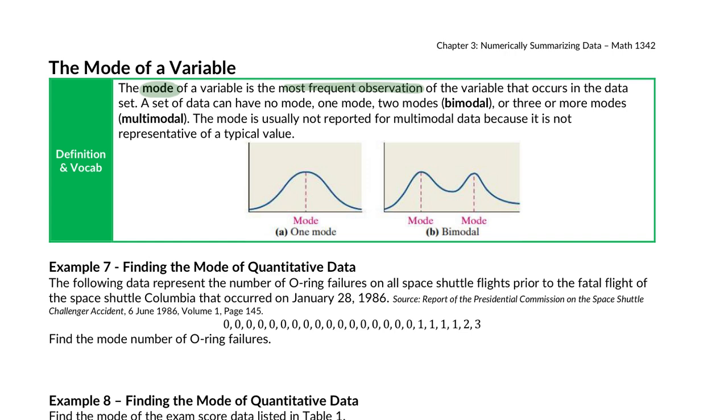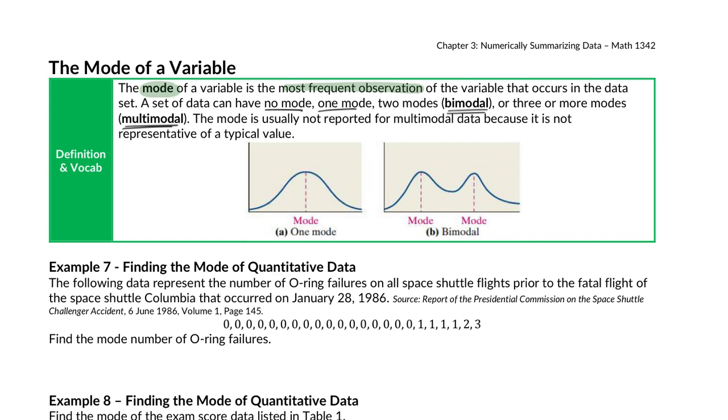A set of data can have no mode, one mode, two modes, which is called bimodal, or three or more modes, which we call multimodal. However, the mode is not usually reported if it's multimodal, because that's not helpful data. If every data point was represented 2 times, saying it's multimodal of all of those points is not helpful. So really no mode, 1 mode, or 2 modes are what we're going to report.